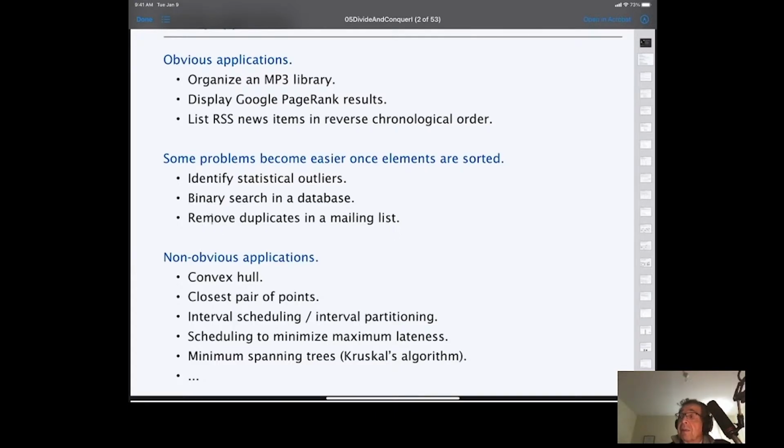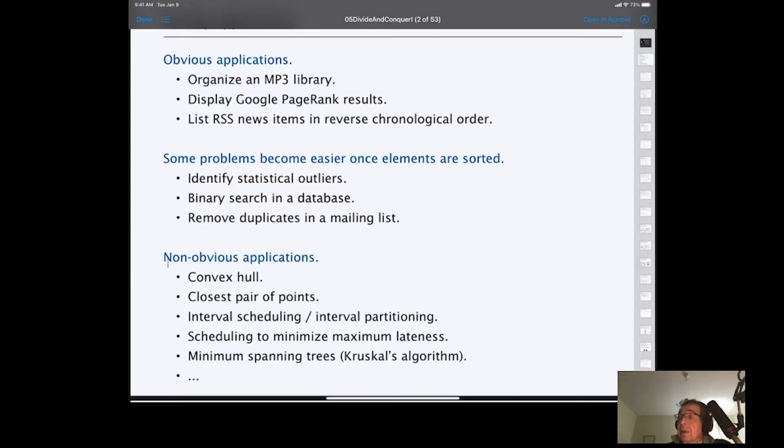Or when we remove duplicates in a mailing list, the easiest way to remove those duplicates is first to find them. And how do you find them? Well, by sorting the whole file. Then you bring all the duplicates together, and then it's easy to select which ones you keep and which ones you don't.